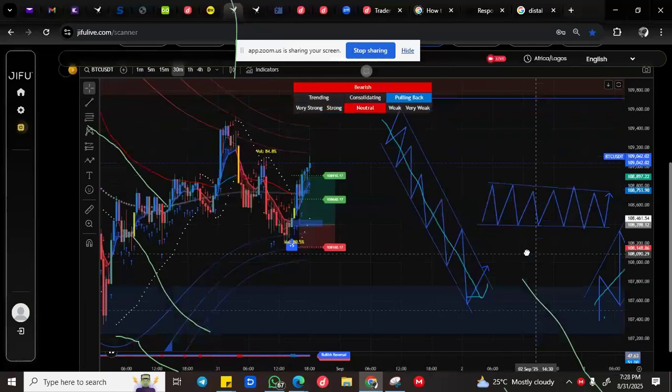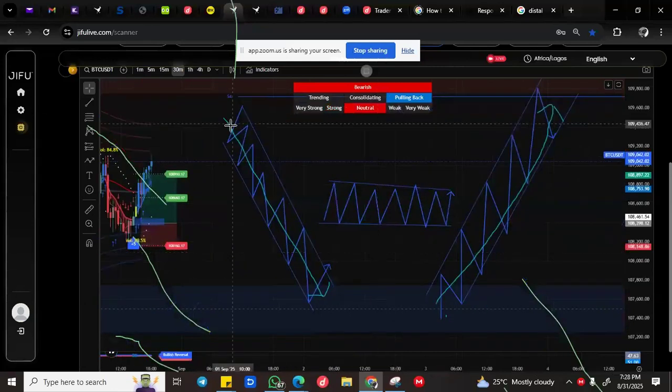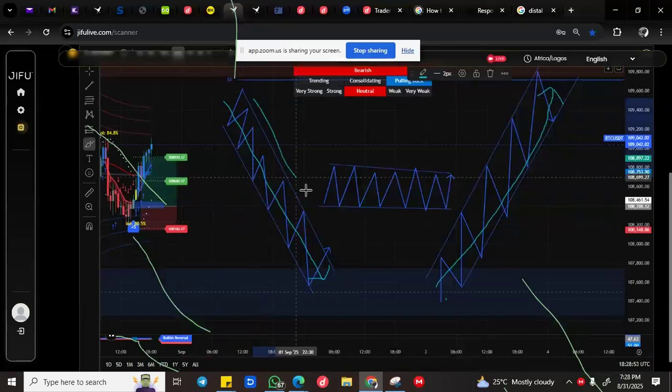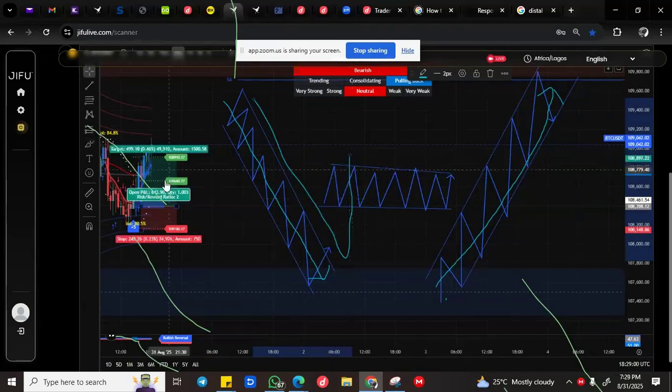Now back to bearish and pulling back. Something that is bearish is going down. If it's pulling back from its bearish movement like this, it's bearish, but it's pulling back, then it's pulling back to the upside. Do you get it?